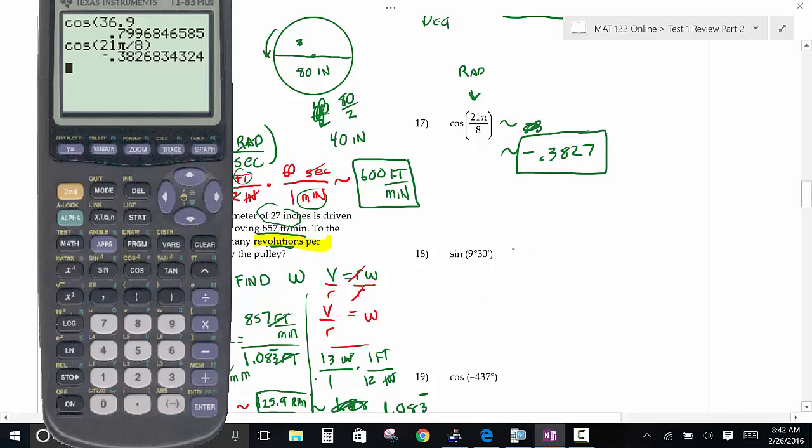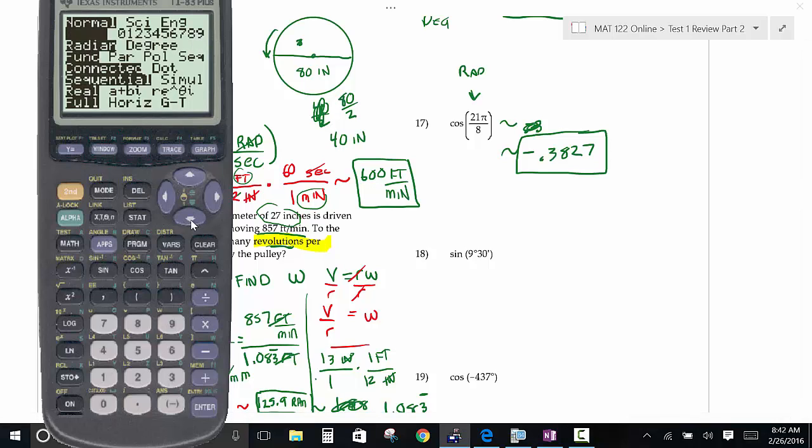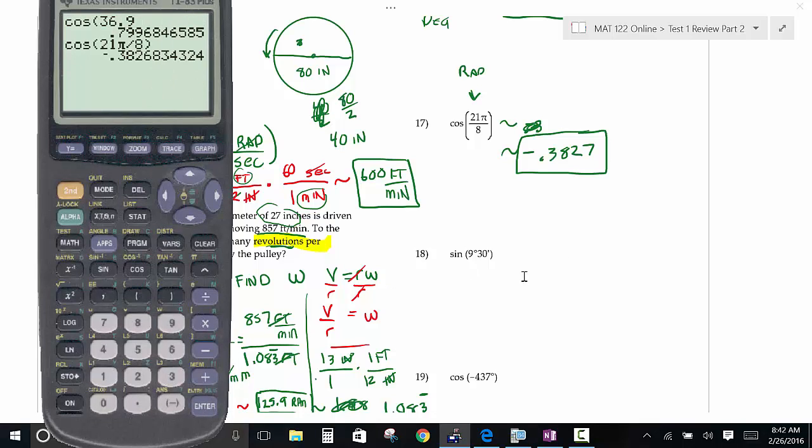All right, so let's see. Next problem, we got to go back to degree mode. So you got to be careful about this. So let's go to degree mode. There's 2 ways you can put this in, kind of up to you. One thing you can do is just press your sine, then you can go 9 plus 30 out of 60. That's the way I do it. I just find it to be quicker. Then we can round that off. So that's going to give 0.1650.